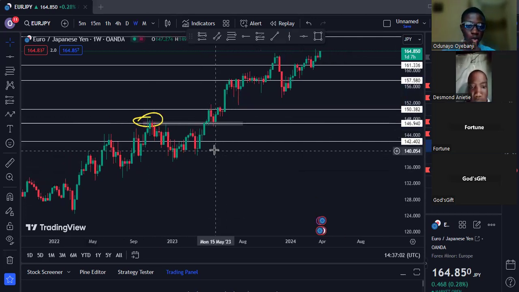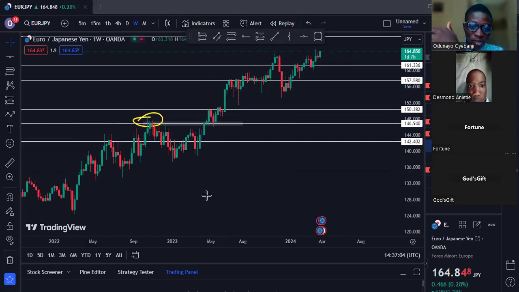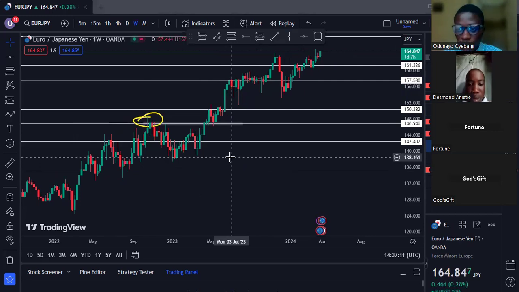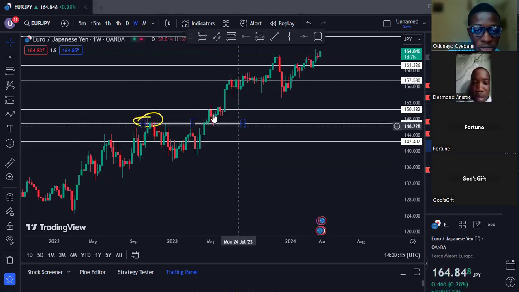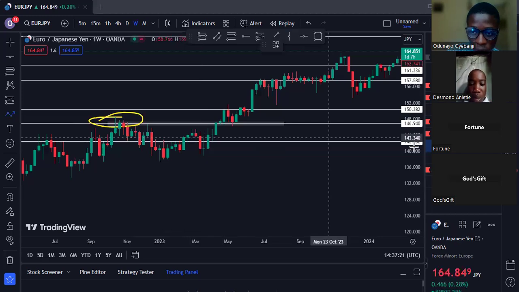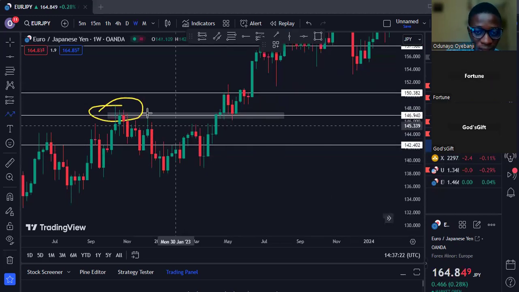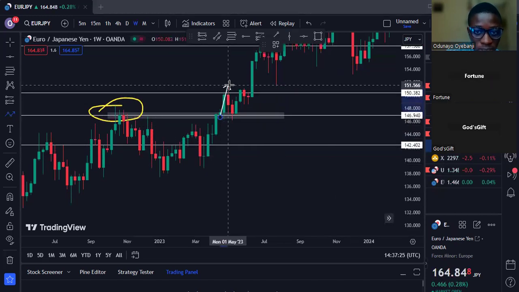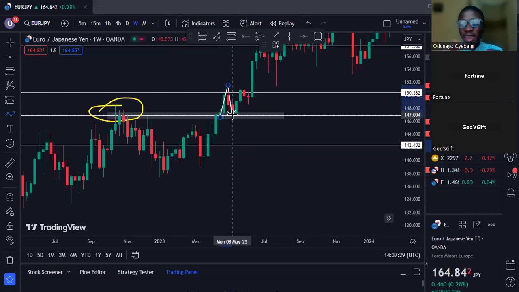So we said the market is going up. Are you with me? We said the market is moving upward. Now, we are looking for a buy opportunity. So we broke this resistance. On breaking resistance, if the market comes down, now this is a general perspective.